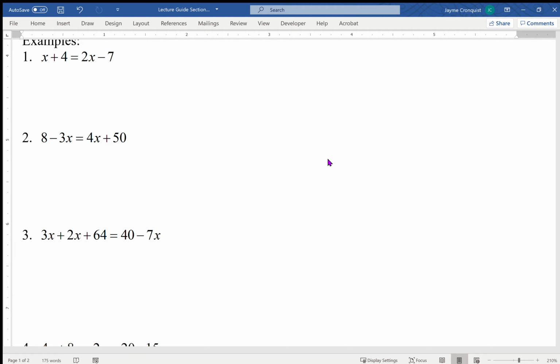Alright, I don't have any distributive property or any of that stuff to do, so we're merely going to start moving things around. So I'm going to subtract the x, because that's going to leave me with a positive x on that side, which means I have to add the 7 to the other side. These go away, they add to 0. 4 plus 7 is 11. 2x minus x is x, and these go away. So I have x equals 11, but I'm not going to box that until I check it.